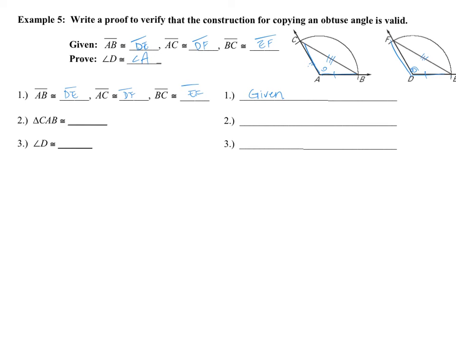And since all the sides are congruent, triangle CAB is therefore congruent to triangle FDE by the side side side postulate, and therefore the corresponding sides are congruent. Angle D is congruent to angle A by CPCTC. Okay, and we'll continue more proofs in class.